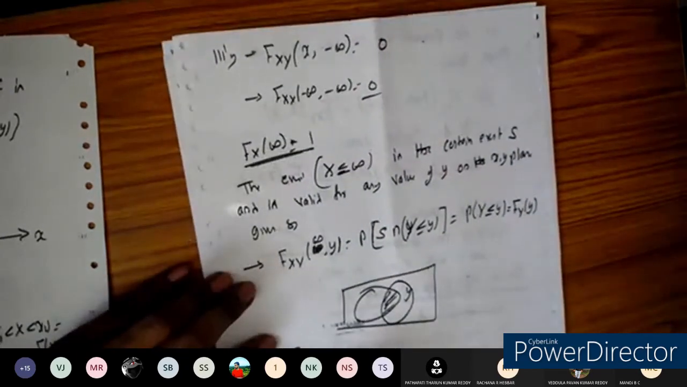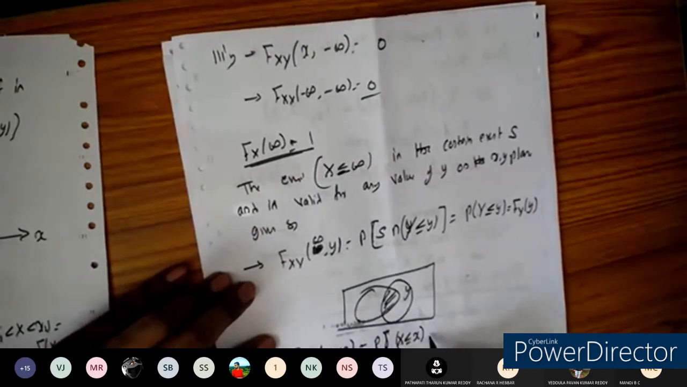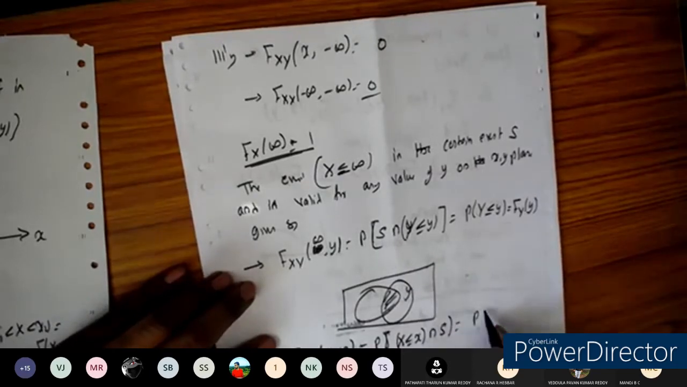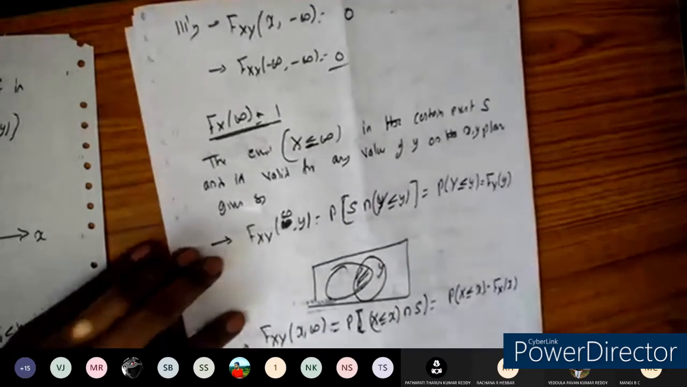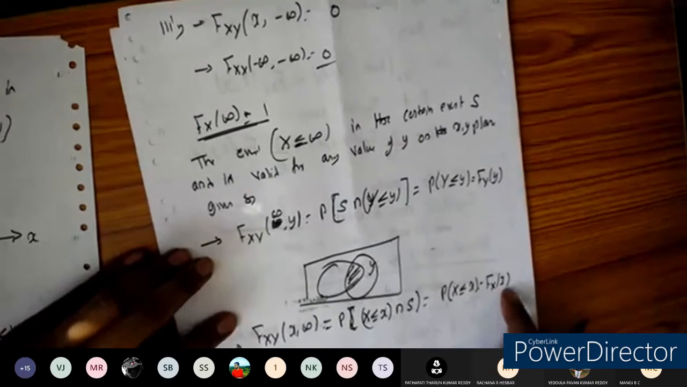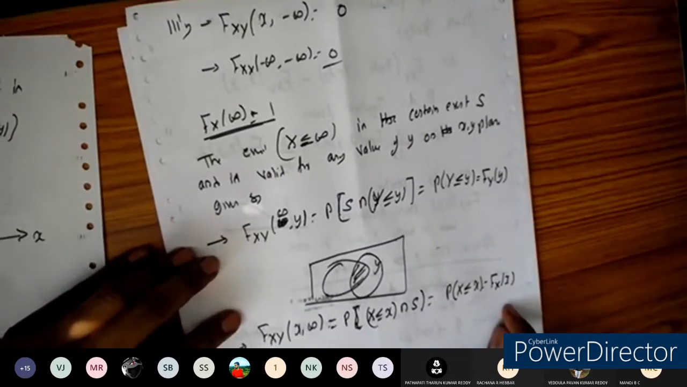We can extend this for F_XY of x comma infinity. That is the probability that X can take a value less than or equal to x, intersected with the sample space. So this becomes equal to the probability that X is less than or equal to x. So this is equal to F_X of x.